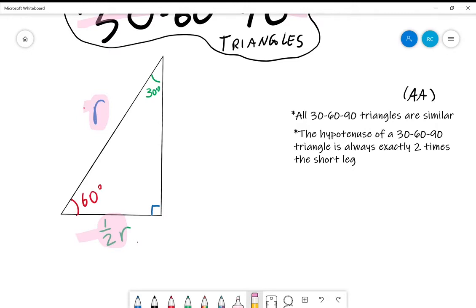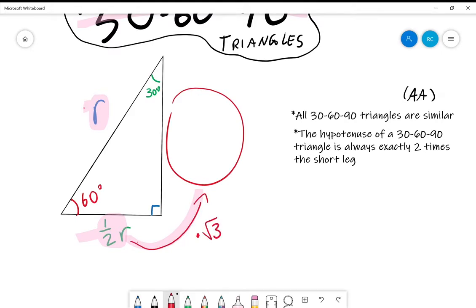Now, I'm not going to show the whole process because I will probably have you do it as an exercise on a quiz or an exam or something. We can use the Pythagorean theorem now to find this third side. And it turns out that to find the third side, you take the short side and multiply it by the square root of 3. So this longer leg is the square root of 3 divided by 2 times R.